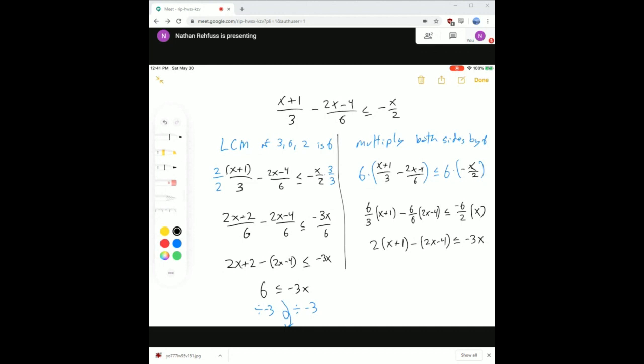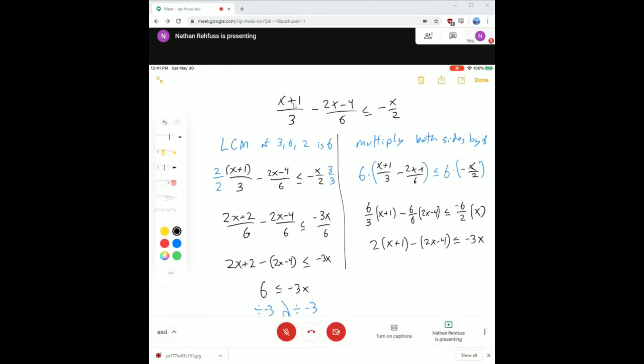I would say I'm multiplying both sides by 6. So this is 6/3 is 2. 6/6 is 1. 6/2 is 3. I would go straight from this line by multiplying every single term by 6, and that would be my first step.